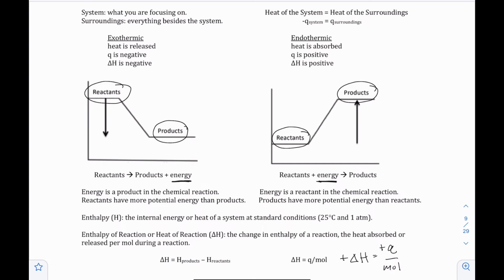Enthalpy is the internal energy or heat of a system at standard conditions. The enthalpy of a reaction, or heat of reaction, delta H, is the change in enthalpy during a reaction, so the amount of heat that is absorbed or released per mole during the reaction. Again, delta H is Q over moles. It can also be calculated by taking the enthalpy of the products minus the enthalpy of the reactants.